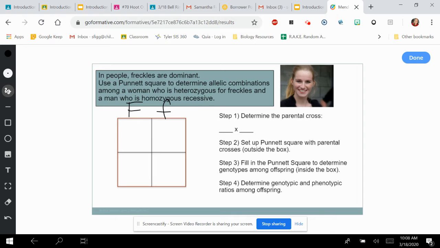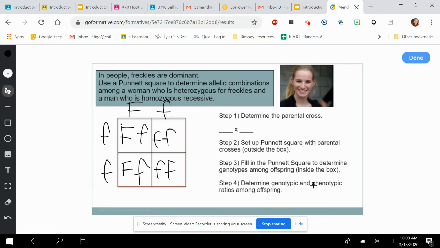Then we know the man is homozygous recessive. So he has to have, homozygous means they're the same, and they must both be little letters. Then you run your cross. The capital letters should always go in the front, so I tend to drag my capital letters through first. So these two both will get a capital F, and then all of the other letters in the combination are going to be lowercase f's.